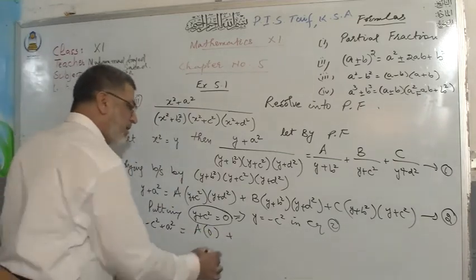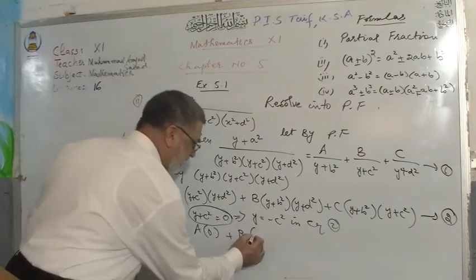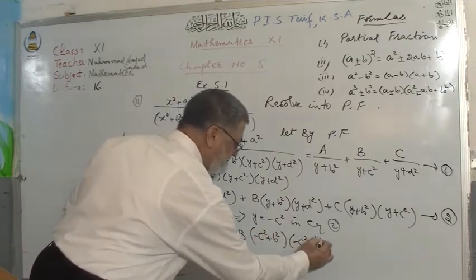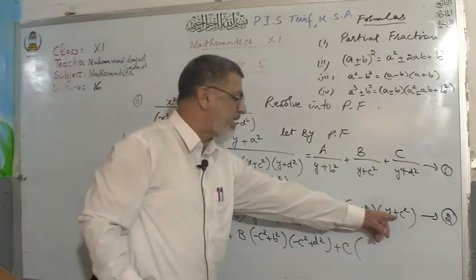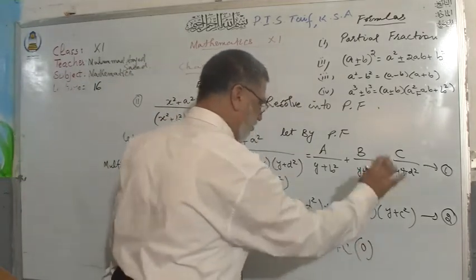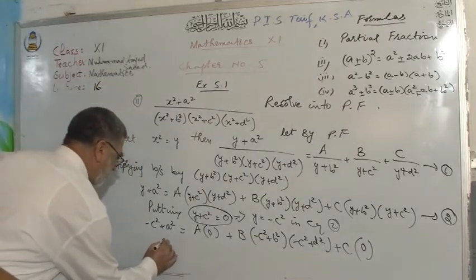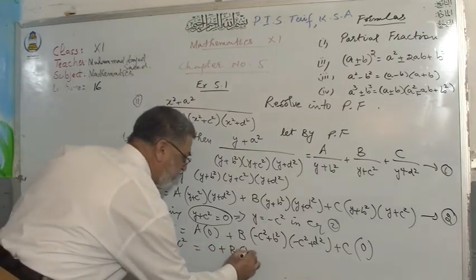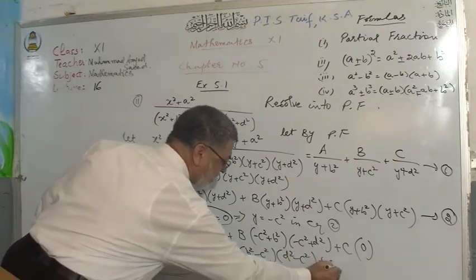Then B into y is minus c square plus b square, minus c square plus d square, and plus C into, remember that again y plus c square here. You have y plus c square is equal to 0. So C into 0, everything will be 0 in this case. So you can write down the proper order: a square minus c square, 0 plus B into b square minus c square, d square minus c square plus 0.